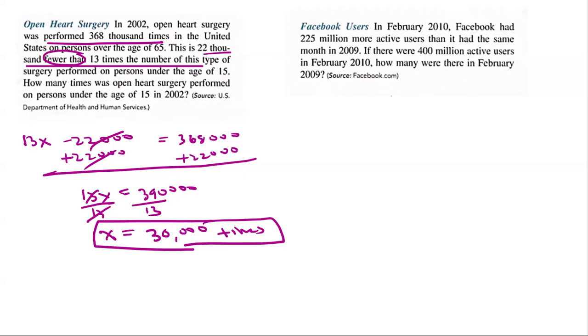Okay, so for this one, it says the surgery was performed 368,000 times. So that's going to be our output. And this is 22,000 fewer than 13 times the number. So again, you have the words fewer than, less than, so that means we have to switch them. So it becomes 13 times the number of this type, so 13x minus 22,000. Then we just solve for x and we get x is equal to 30,000 times.